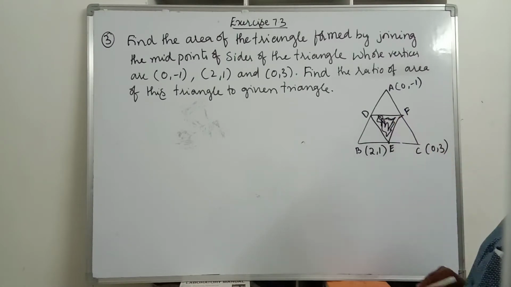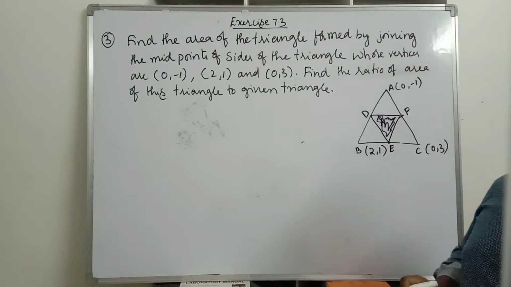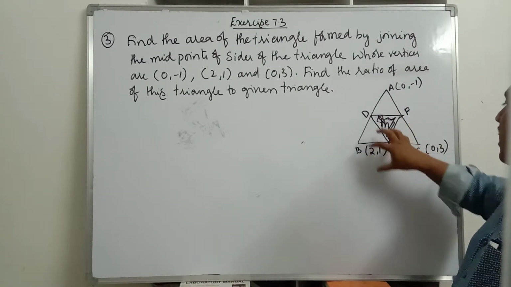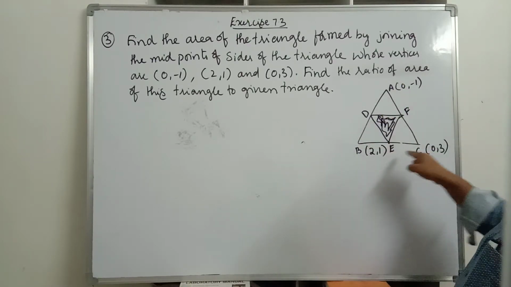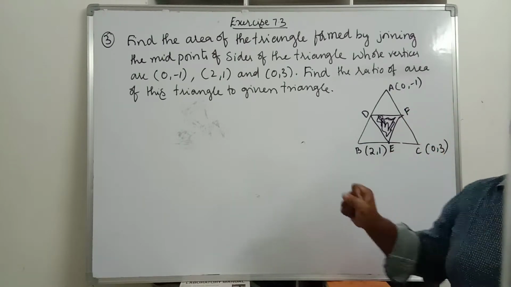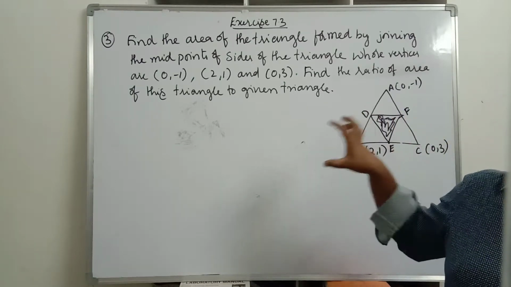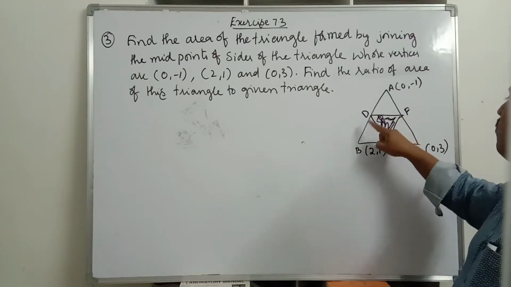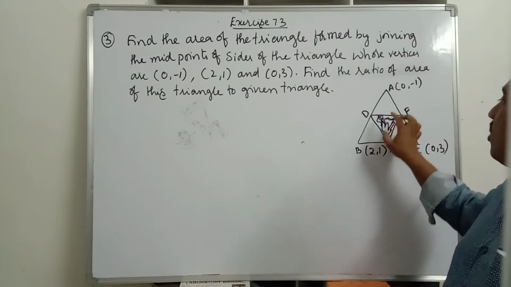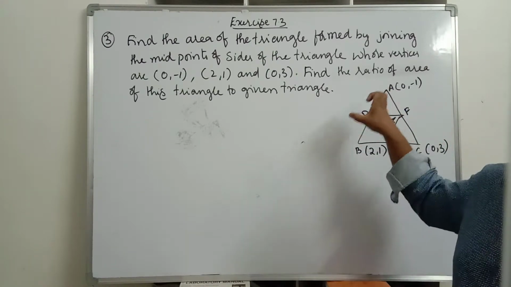We have to find the area of this triangle DEF, and also we have to find the ratio of the area of triangle DEF to the area of triangle ABC. It means that we have to find the area of triangle DEF and also the area of triangle ABC. The area of triangle ABC we can find because we know its three vertices. But the coordinates of the triangle formed by joining the midpoints of the three sides, that is DEF, we don't know. So first of all we have to find the coordinates of the points D, E and F as they are the midpoints of these three sides.